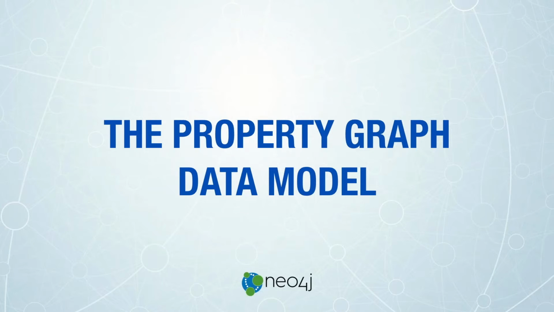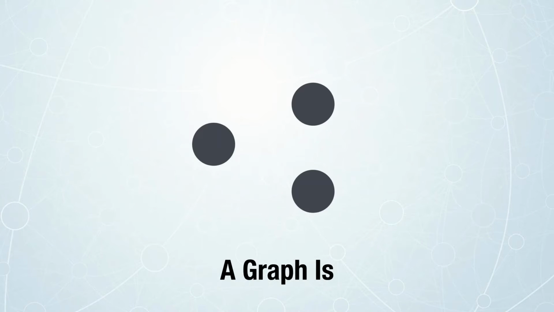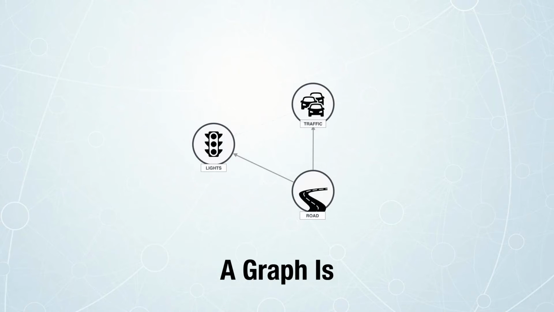So Neo4j uses what is called the property graph data model. So a property graph data model is something like this. So we have our graph, and we have the relationships between each of the nodes in our graph. And these nodes could represent something like lights, or the road here, or traffic. So a road has lights on it, a road has traffic on it. And here's an example of a hotel, a different graph. A hotel has rooms. Those rooms have availability.